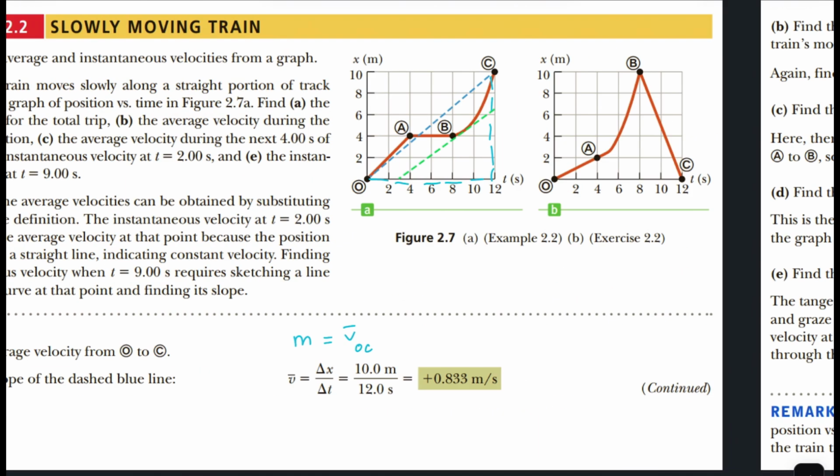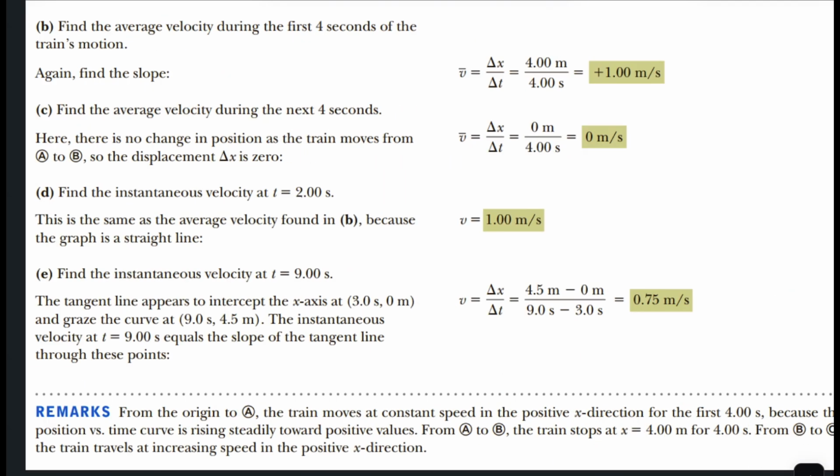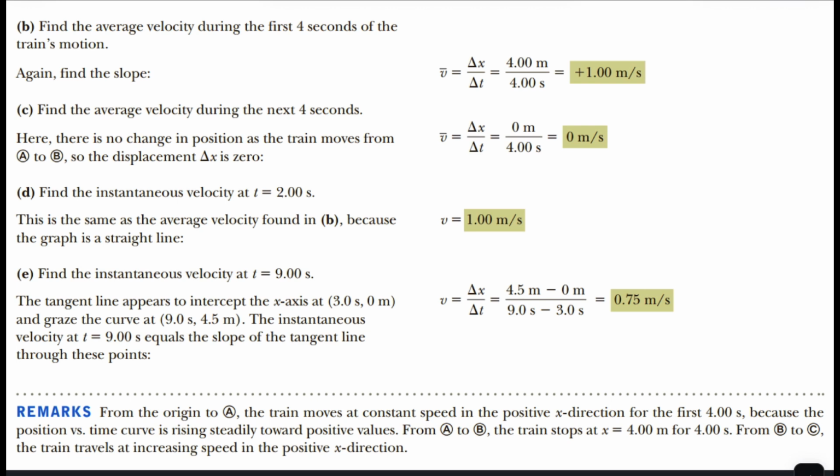Next, you need to find the instantaneous velocity at 2 seconds. Let's take a look. Where is 2 seconds? 2 seconds is here. So touch the point and determine the tangent line passing through 2 seconds, which is also this one. It has the same slope as O to A.